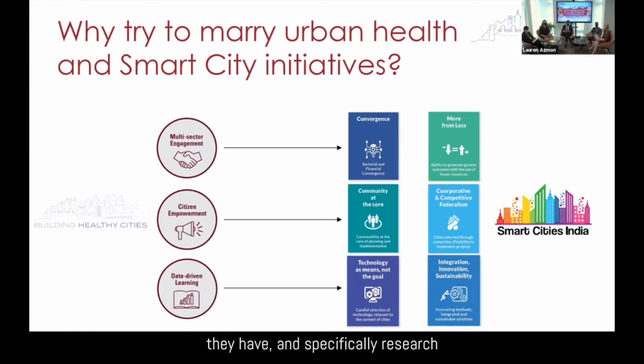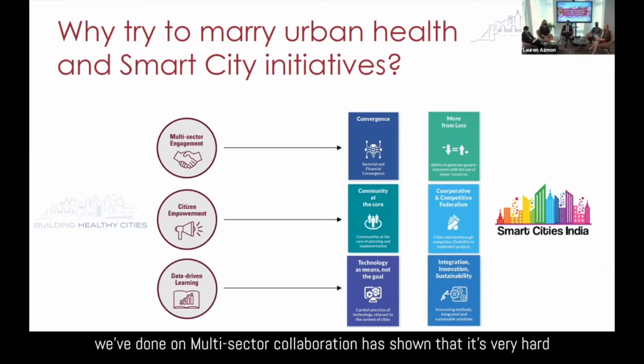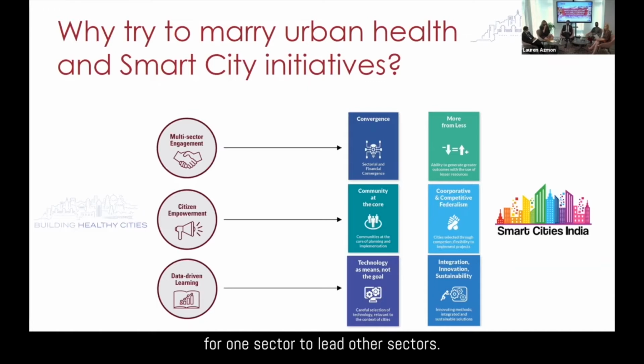And specifically, research we've done on multi-sector collaboration has shown that it's very hard for one sector to lead other sectors. What you often need is a group that's slightly above, but with similar relationships to all sectors to be an objective convener. And in this way, smart cities can play that role. Also, particularly with the Indian version of smart cities, they have put community at the core of their initiative. And this allows for citizen empowerment and citizen feedback to play a larger role in urban planning.